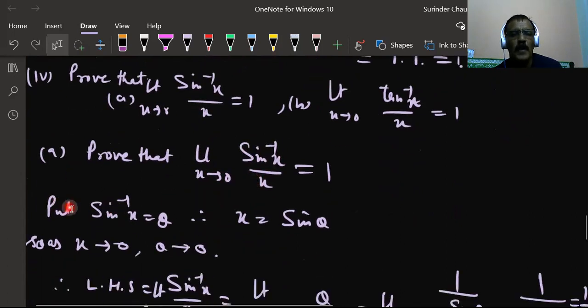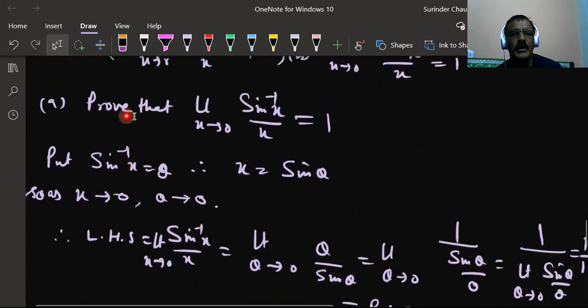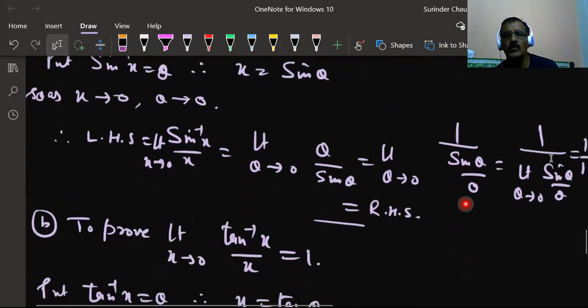Let us put sin inverse x is equal to theta, therefore x is equal to sin theta. So as x approaches 0, theta approaches 0. So by taking the left hand side of the result, the limit as x approaches 0 of sin inverse x upon x, making the substitution, is equal to the limit as theta approaches 0 of theta upon sin theta. So this can also be written as 1 upon sin theta upon theta, limit theta to 0. The limit of a quotient is the quotient of limits, the limit of 1 is 1, so it is equal to 1 upon the limit of sin theta upon theta, which is 1. 1 upon 1 is equal to 1, which is the right hand side.